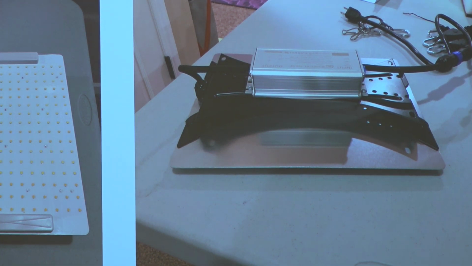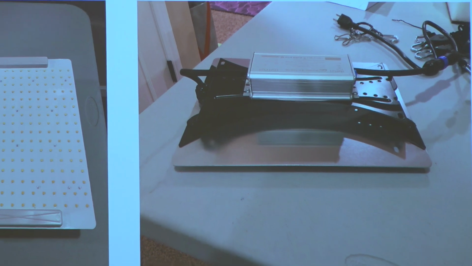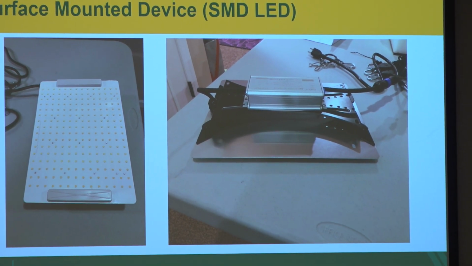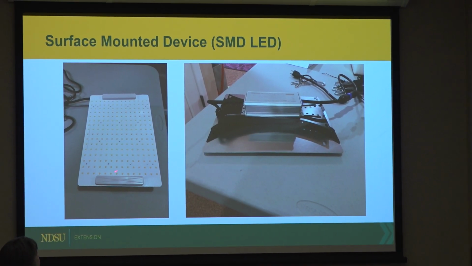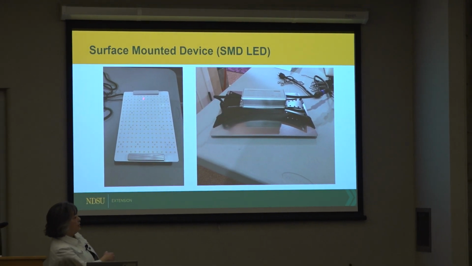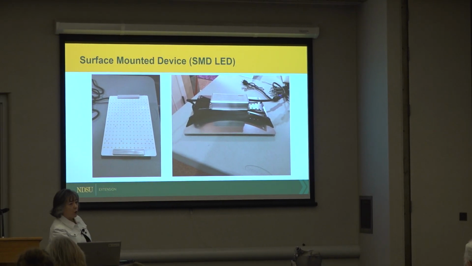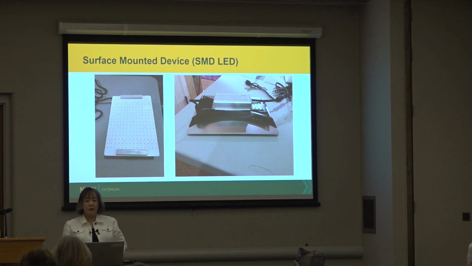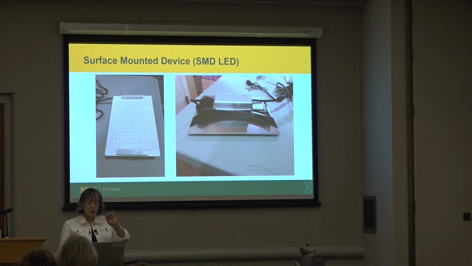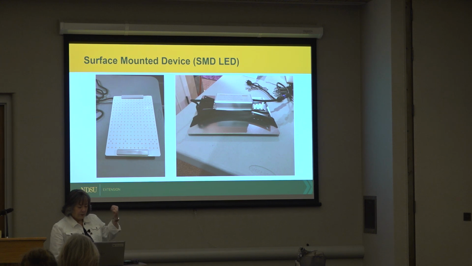So when we turn the device off, this is what it looks like. This is what we call a surface mounted device, and we've got the LEDs, the diodes that are mounted on this board, and that's what it looks like when you turn the light off. On the right is the back of the fixture. There's a little bit of room between the surface and what we have here, so that if there's a little bit of heat, it would dissipate.